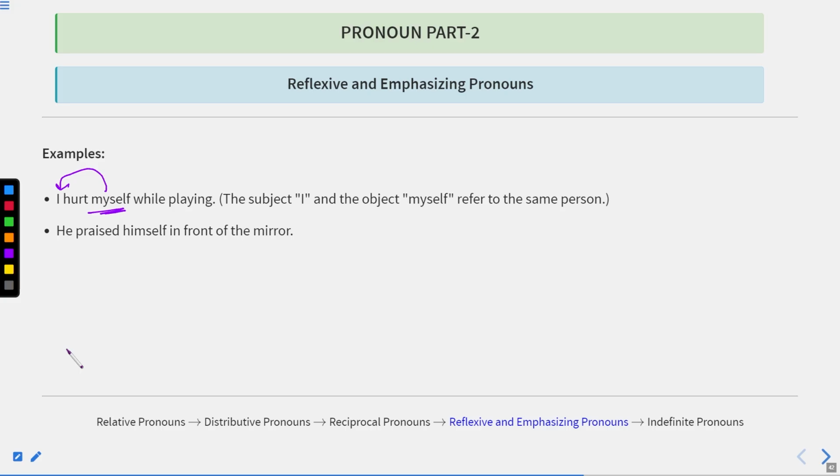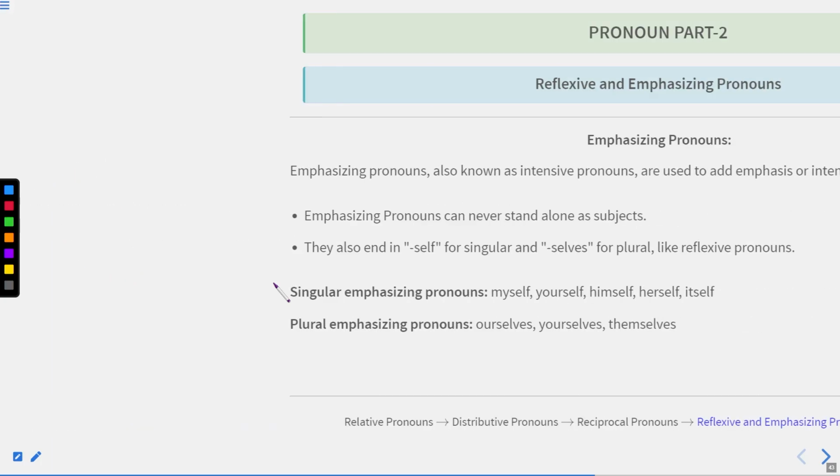Though the object is the receiver of the action, here the object is equal to the subject. So here we use the reflexive pronoun. He praised himself in front of the mirror. So himself and he are both the same person. Therefore, we are using himself, the reflexive pronoun.